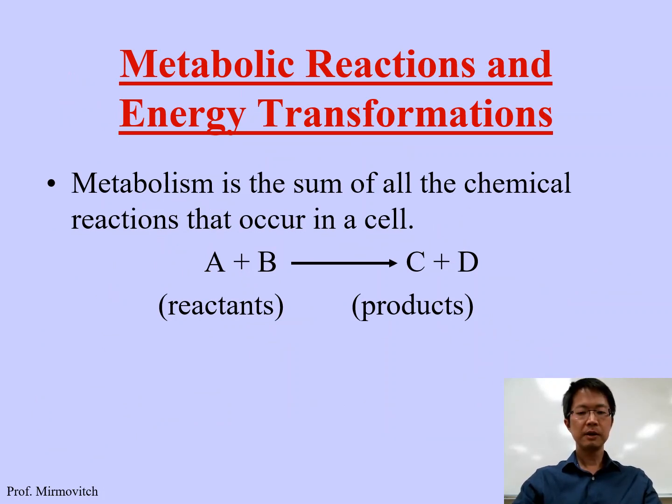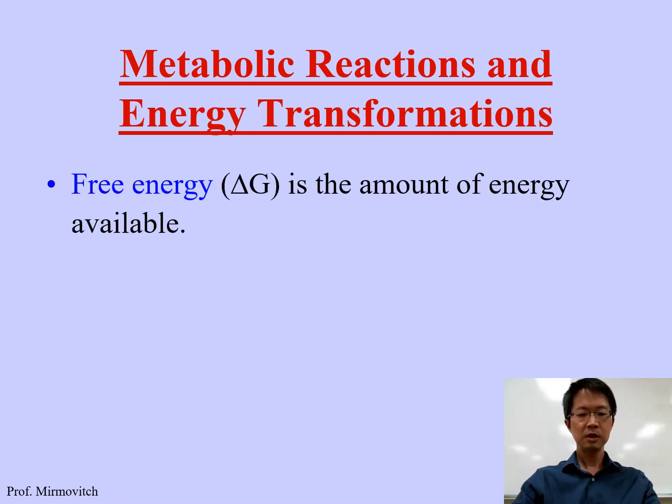So again, metabolism is the sum of all chemical reactions occurring in the cell. We give you a very simple chemical reaction. A and B, we call them reactants. C and D, we call them products. So the conversion of reactant to product is basically a chemical reaction. We talk about free energy. Free energy is the amount of energy available. What does it mean? We'll give you some examples.